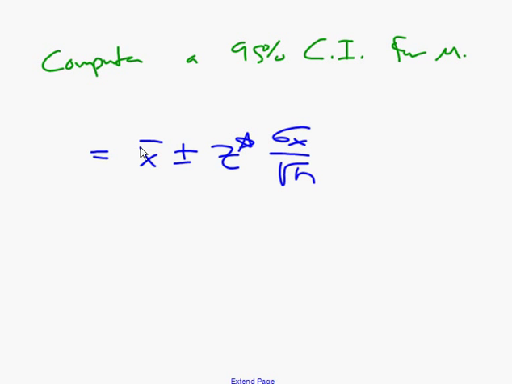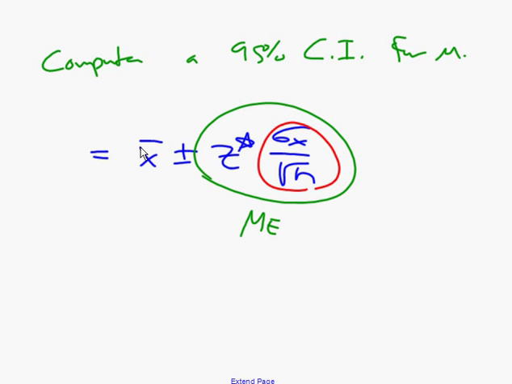Couple of reminders. This whole term here is called your ME, your margin of error. And this term here is sigma of x bar, the standard deviation of our sampling distribution. Z star is related to whatever the level of confidence is. So for 95%, it's 1.96.